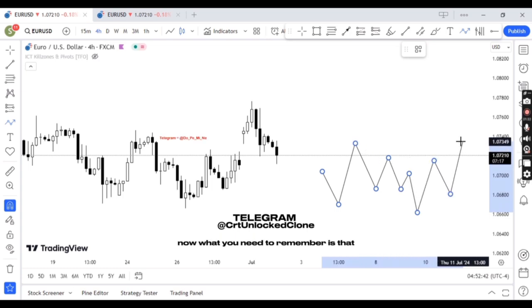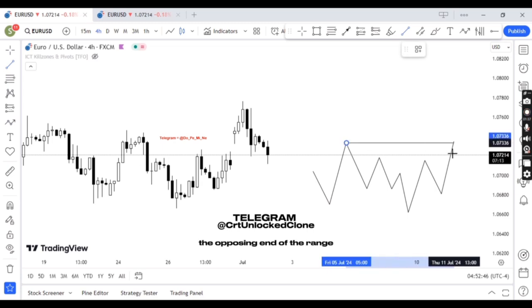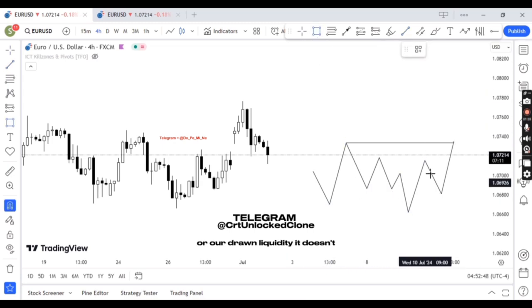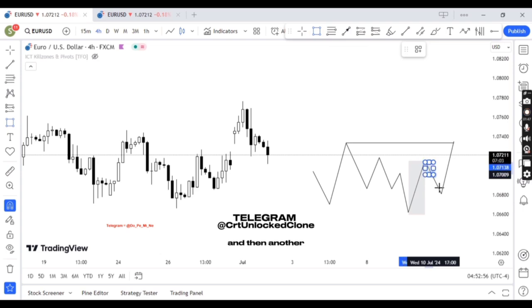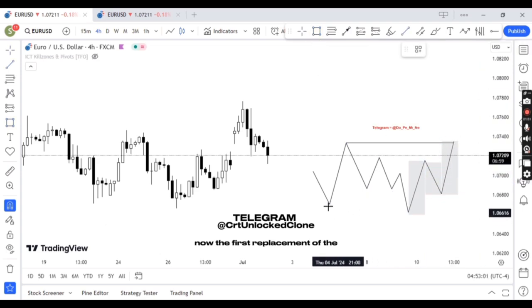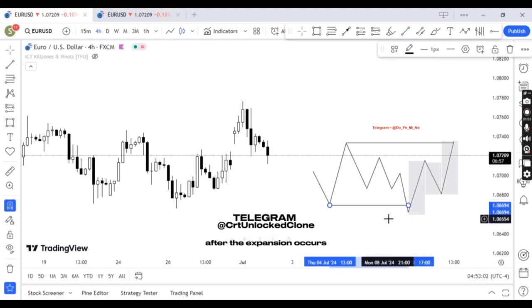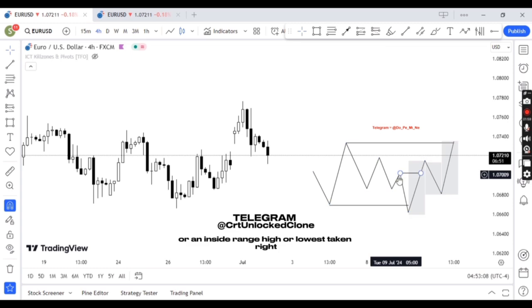Now what you need to remember is that even when price continues its journey towards the opposing end of the range, or our drawn liquidity, it doesn't move straight away in a straight line, right? It always moves in expansions and then retracements and then another expansion towards those drawn liquidities. Now the first retracement after the expansion occurs when 50% of the range is taken, or an inside range high or low is taken, right?